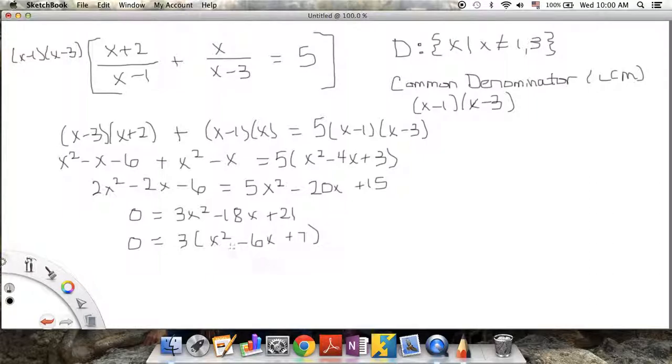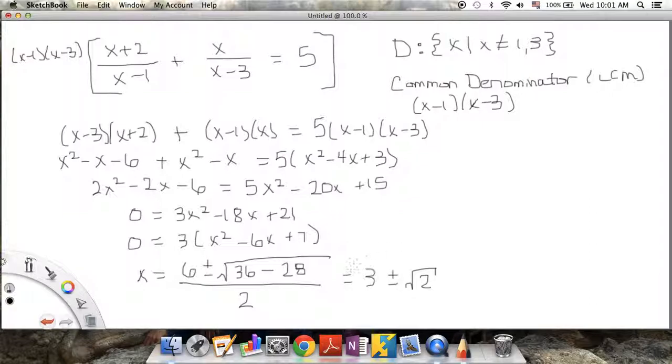Now, this does not factor nicely, so we're going to have to use that quadratic formula. So we have x equals opposite b, so we take the opposite sign of that, so it's positive 6, plus or minus the square root of b squared minus 4ac, all over 2a. And if you calculate that all out, you get 3 plus or minus the square root of 2. So those are our answers.